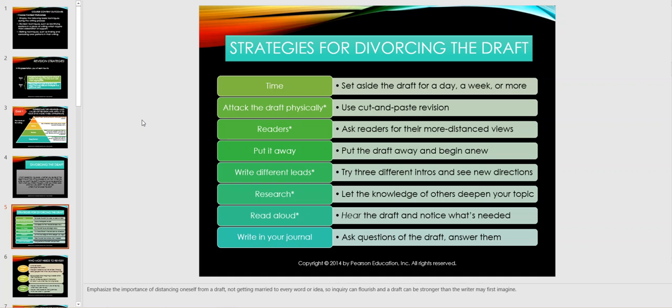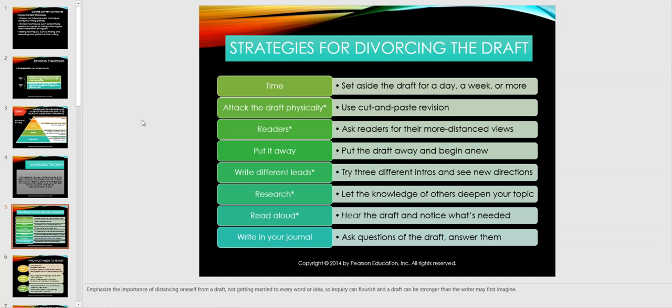Also, you can ask outside readers for more distant views and put the draft away. I don't know if most people like to begin anew, writing different leads and different openings. That's why for essays 2 and 3, I offer you two choices, and you can even work in a third choice of openings for your particular essay drafts.